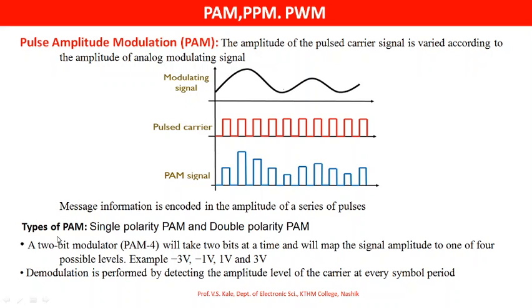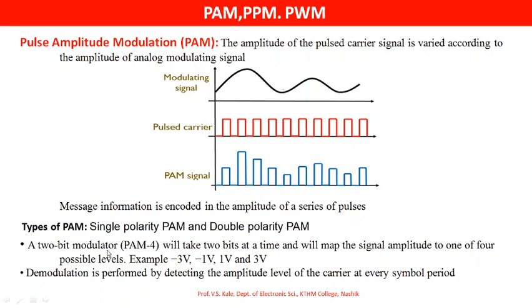There are two types of PAM. One is single polarity PAM, in which the resultant wave pulses have only one polarity, may be positive or negative. And in double polarity PAM, the modulating signal has positive amplitude as well as negative with respect to the reference line. Corresponding to that, the PAM signal also has positive pulses as well as negative. So it consists of both polarities, positive as well as negative.